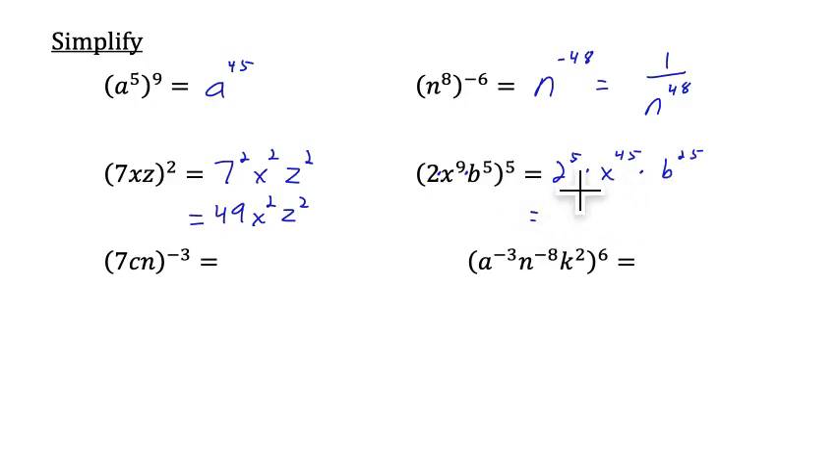So let's go ahead and simplify this. 2 to the 5th power, that's 32. So we have 32, x to the 45th power, b to the 25th power.